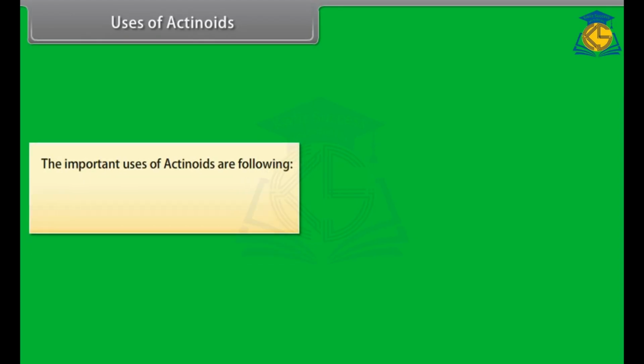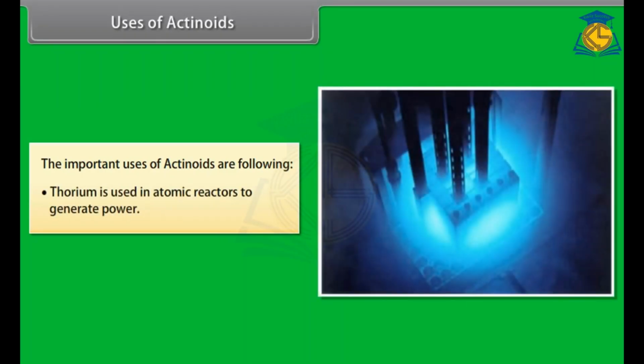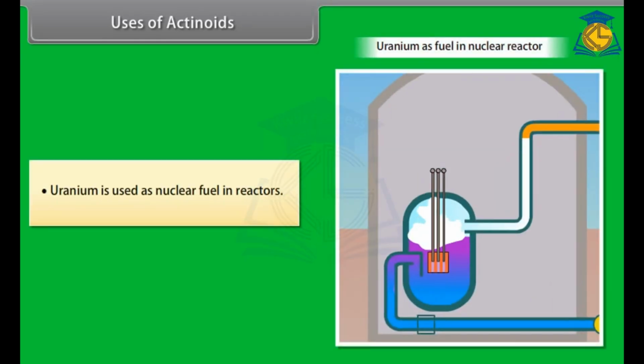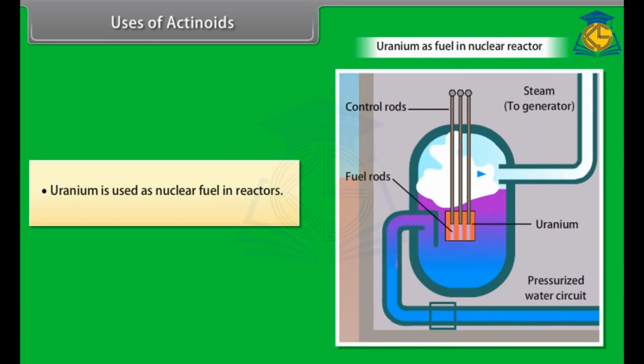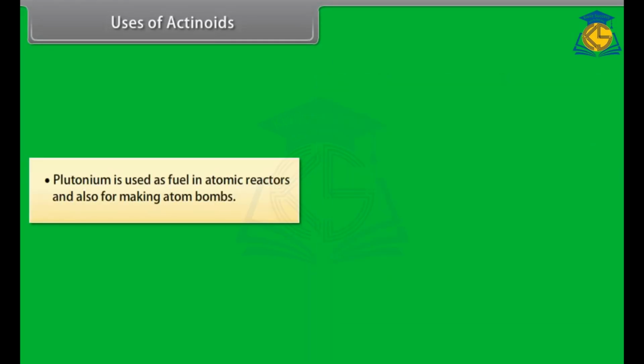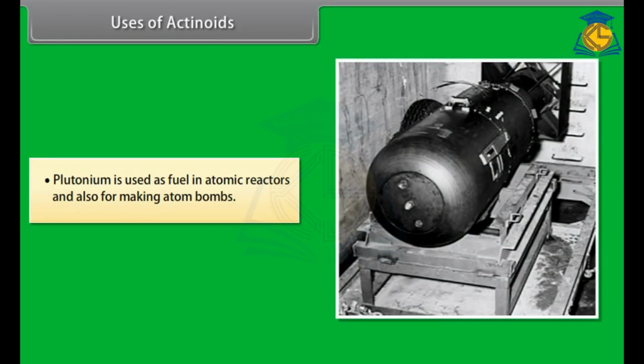Uses of actinoids. The important uses of actinoids are following. Thorium is used in atomic reactors to generate power. Thorium is also used in the treatment of cancer. Uranium is used as nuclear fuel in reactors. Uranium salts are used to impart green color to glass. Plutonium is used as fuel in atomic reactors and also for making atom bombs.